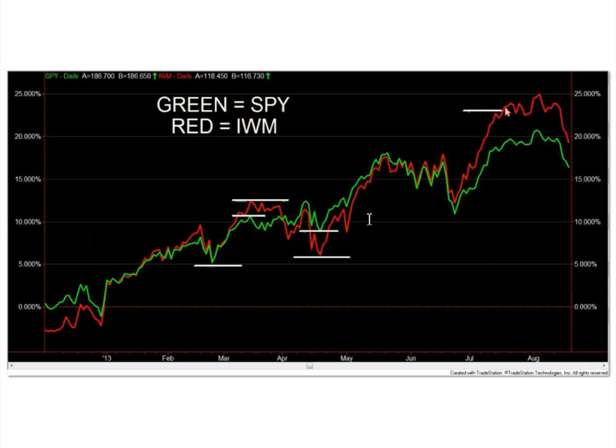So these are important things to take into consideration before you start trading ETFs, and they're important considerations for how aggressive of a trader you are in balancing your risk to reward levels.